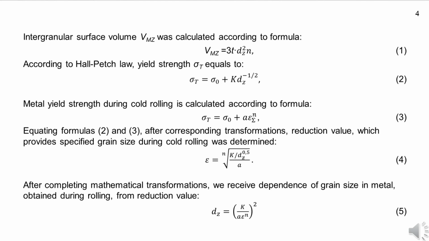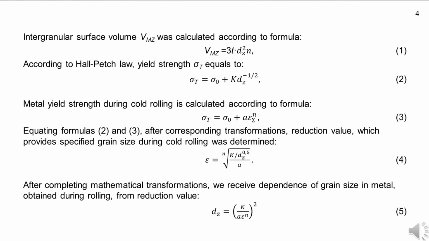Derivation of formula for determination of grain size of metal after rolling. Here are the formulas by which the geometric characteristics of the structural elements of the metal were determined. The volume of the intergranular surface V_MG was calculated by formula 1. According to the Hall-Petch law, the yield strength sigma T is determined by formula 2. The yield strength of metal during cold rolling is calculated by formula 3.